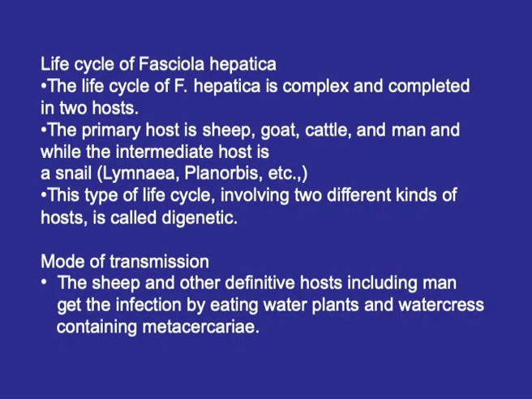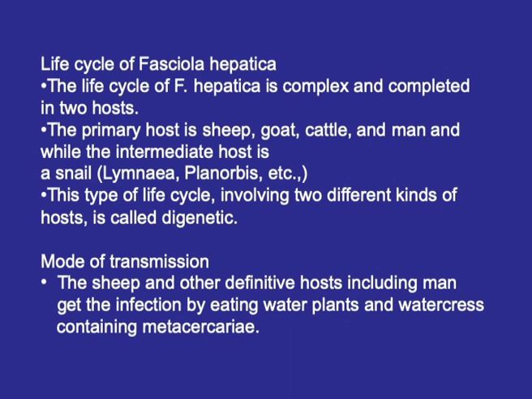The life cycle of Fasciola hepatica is complex because it involves 2 hosts. The definite host is primarily sheep, human being or other cattle, and the intermediate host is a snail, which mainly belongs to the Lymnaeidae family. Such a life cycle involving 2 hosts is called digenetic.